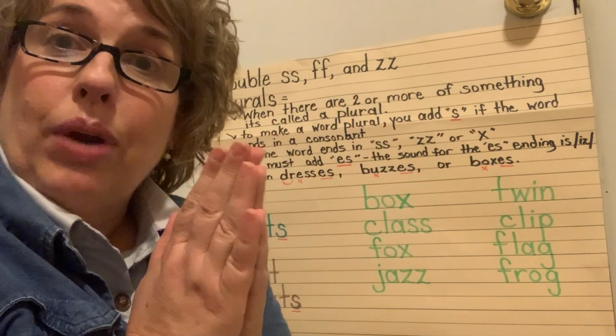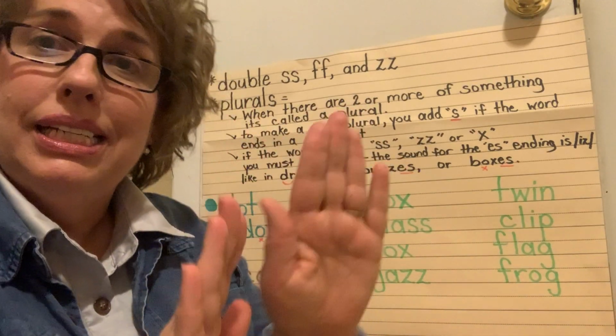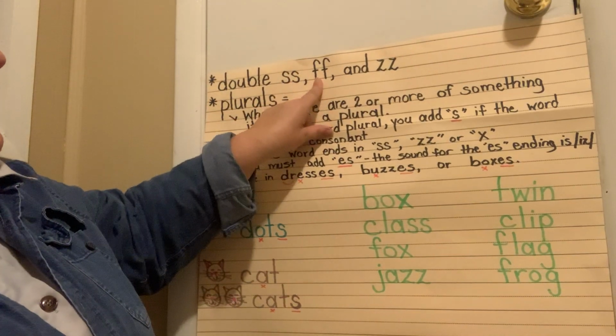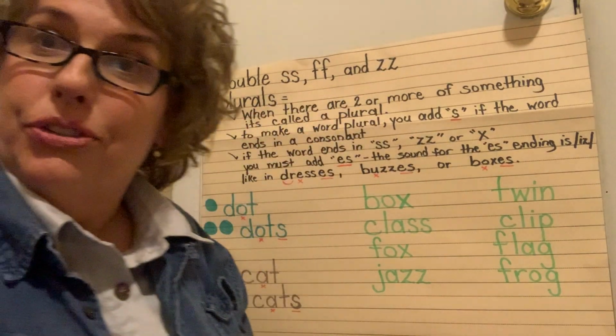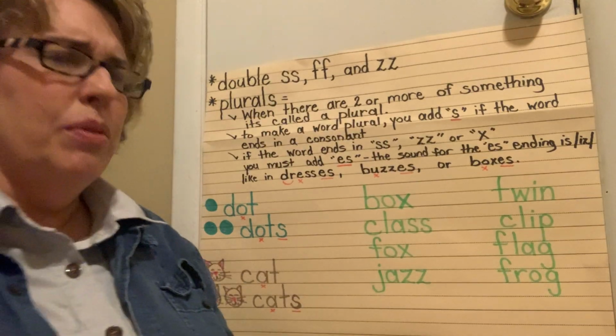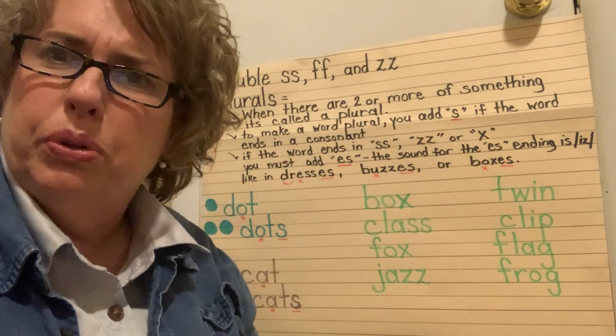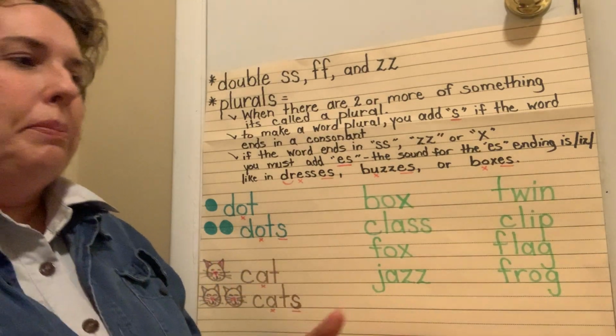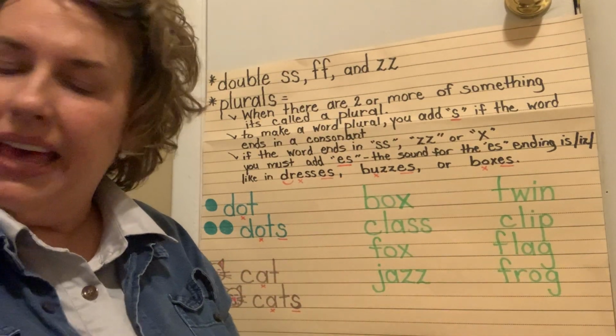Today for our Reading Horizons lesson, our very first distance learning lesson, it's going to be about double S, double F, and double Z, and plurals. Well, what does it mean when a word's plural, Miss East? Well, I'll tell you. When something is plural, it means you have more than one of that thing.